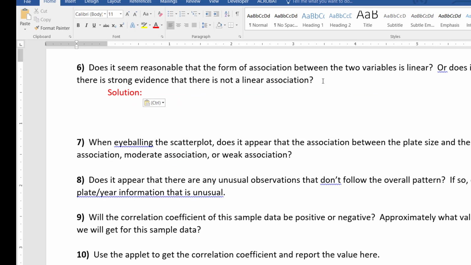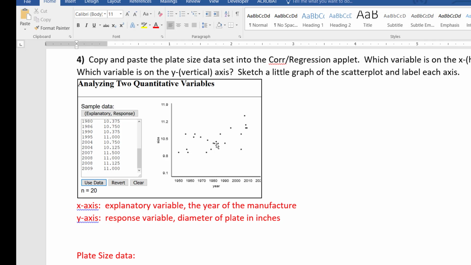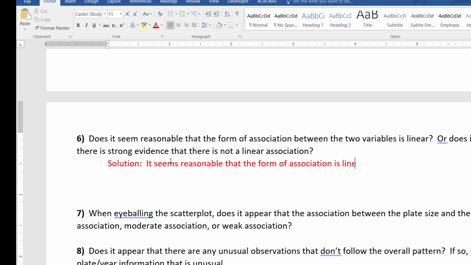Number 6, does it seem reasonable that the form of association between the two variables is linear, or does it seem like there's strong evidence that it's not linear? Again, looking at the scatter plot, it seems reasonable to me that a linear function could be a good model for that data. A straight line through there seems reasonable.